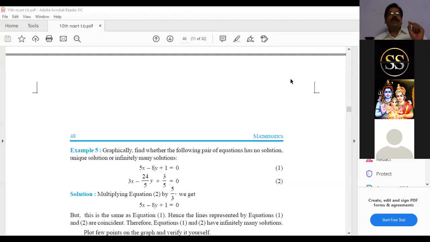The graphical representation of a linear equation in two variables, ax plus by plus c equal to 0, is a straight line. Straight line means both sides you can extend. It is represented with arrow marks on both sides. And scale, don't forget, scale is compulsory. Even if you are taking one unit, you have to mention the scale.